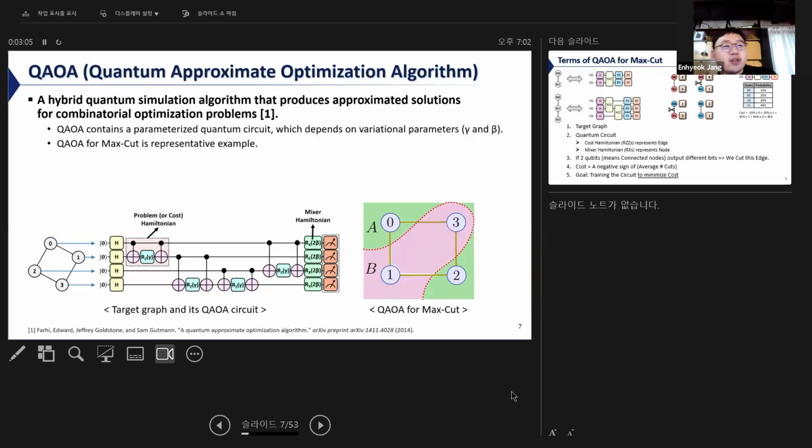This paper is about QAOA applications. QAOA is a hybrid quantum-classical algorithm that produces approximate solutions for combinatorial optimization problems. QAOA contains parameterized quantum circuits that depend on the variation of the parameters gamma and beta. And QAOA for max-cut is a representative example.